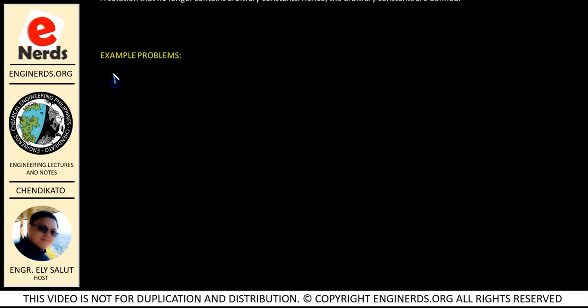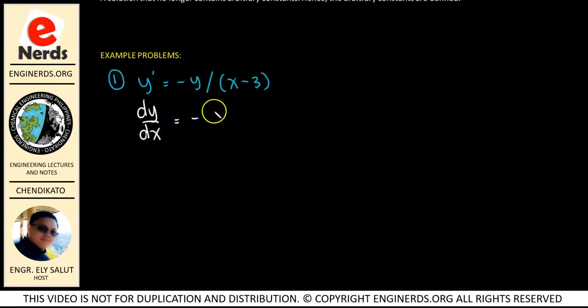So for our example number 1, let's say we have y prime is equal to negative y over x minus 3. Okay? So nakuha ko tong problem na to sa libro na sinulat ni Lehman-Kells, no? So this is the elementary differential equation, Kells 6th edition. Okay? So alam natin that y prime is equal to dy over dx. Okay, so we have dy over dx is equal to negative y over x minus 3. So, basically, ito yung ating given dito, no?